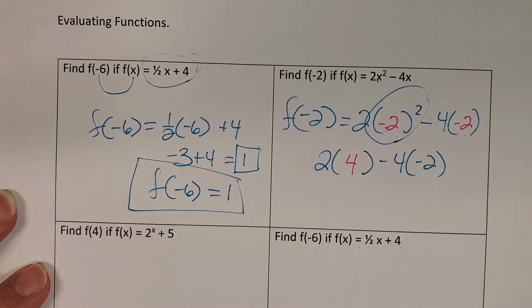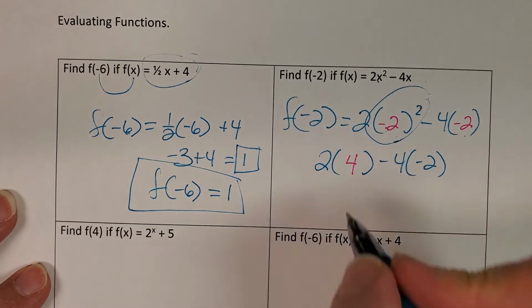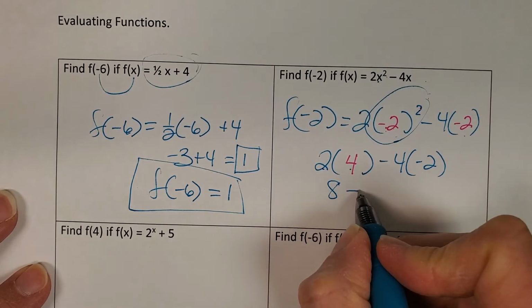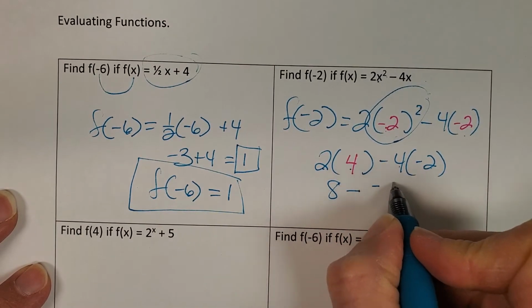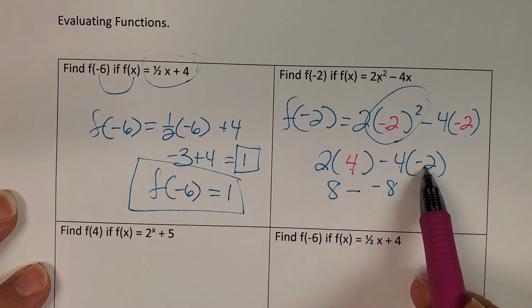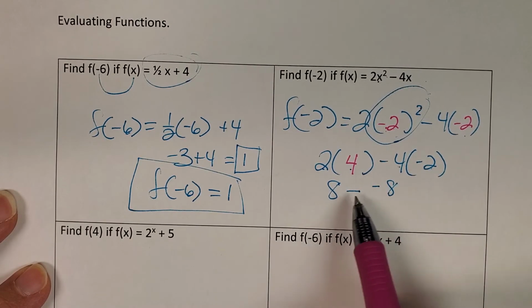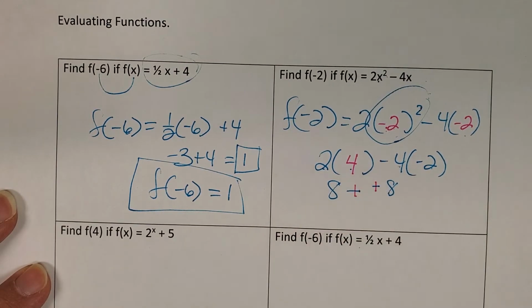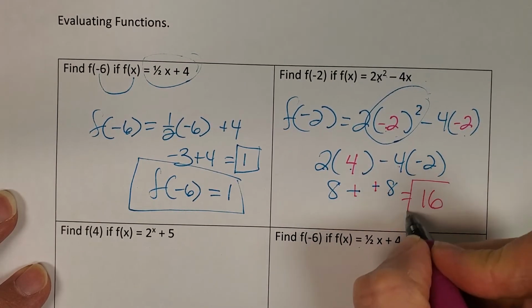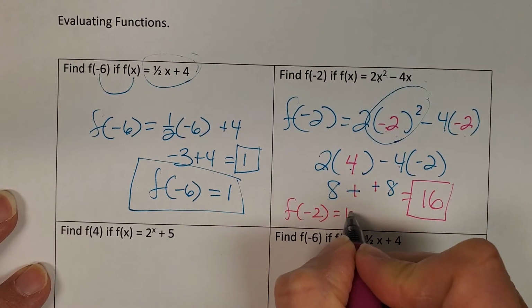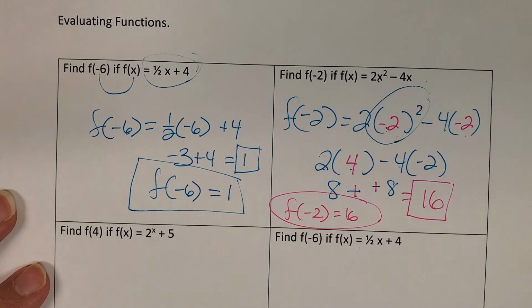The next thing I do, order of operations would say to multiply before I subtract. 2 times 4 is 8, minus 4 times -2 is -8. So now I can subtract, but subtracting a negative is the same thing as adding a positive. So my answer is 16. So f of -2 equals 16. That's another way to write it.